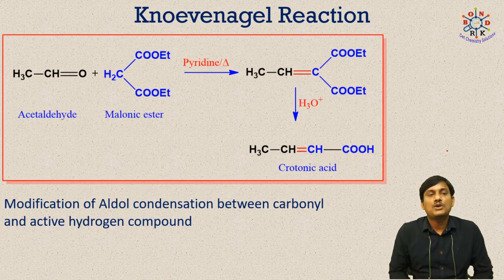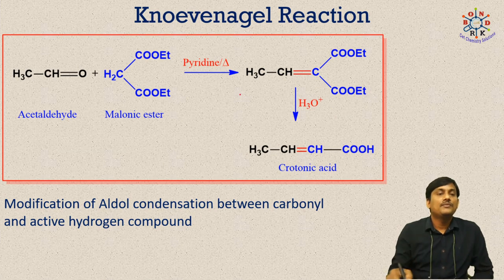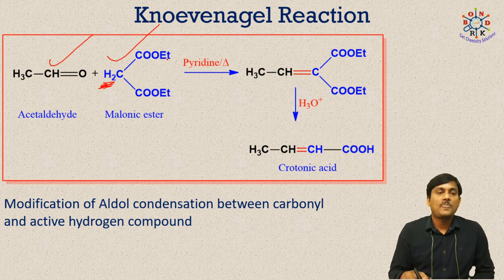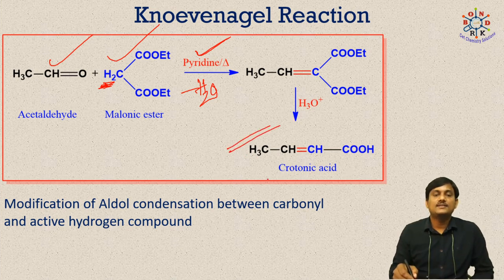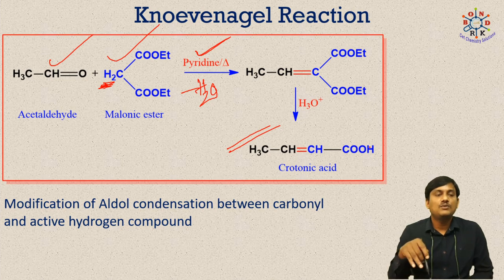Knoevenagel reaction is also a modification of Aldol condensation. It is the reaction between acetaldehyde and active hydrogen containing compounds such as malonic ester. These hydrogens are attached to a carbon which is attached to more electronegative or strong electron withdrawing groups. Here there is a removal of water in the presence of base. It is also a base catalyzed reaction. Upon acidic hydrolysis, you will get crotonic acid, that is CH3CH=CHCOOH.